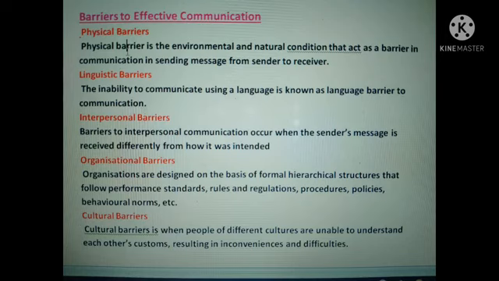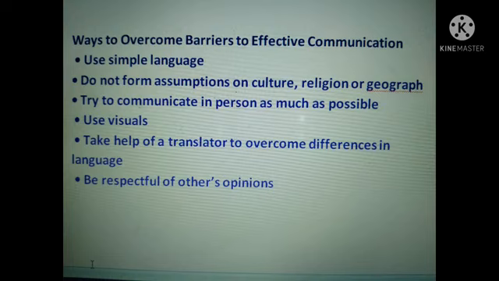Organizations are designed on the basis of formal hierarchical structures that follow performance standards, rules and regulations, procedures, policies, behavioral norms, etc. The last one, cultural barriers. Cultural barriers occur when people of different cultures are unable to understand each other's customs, resulting in confusion and difficulties.